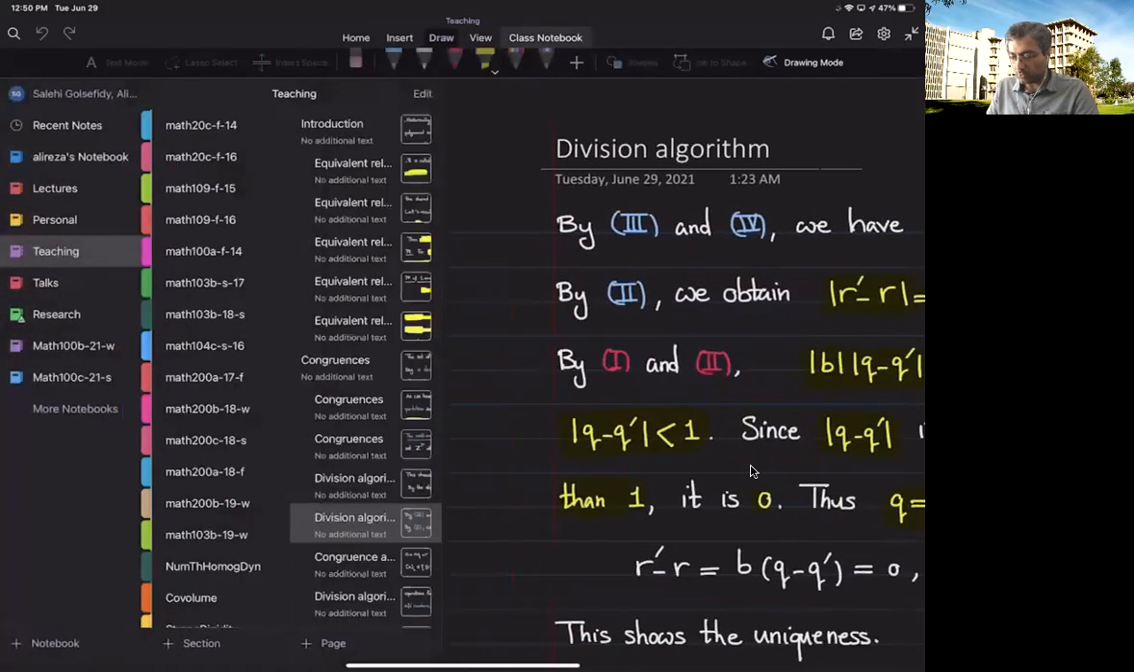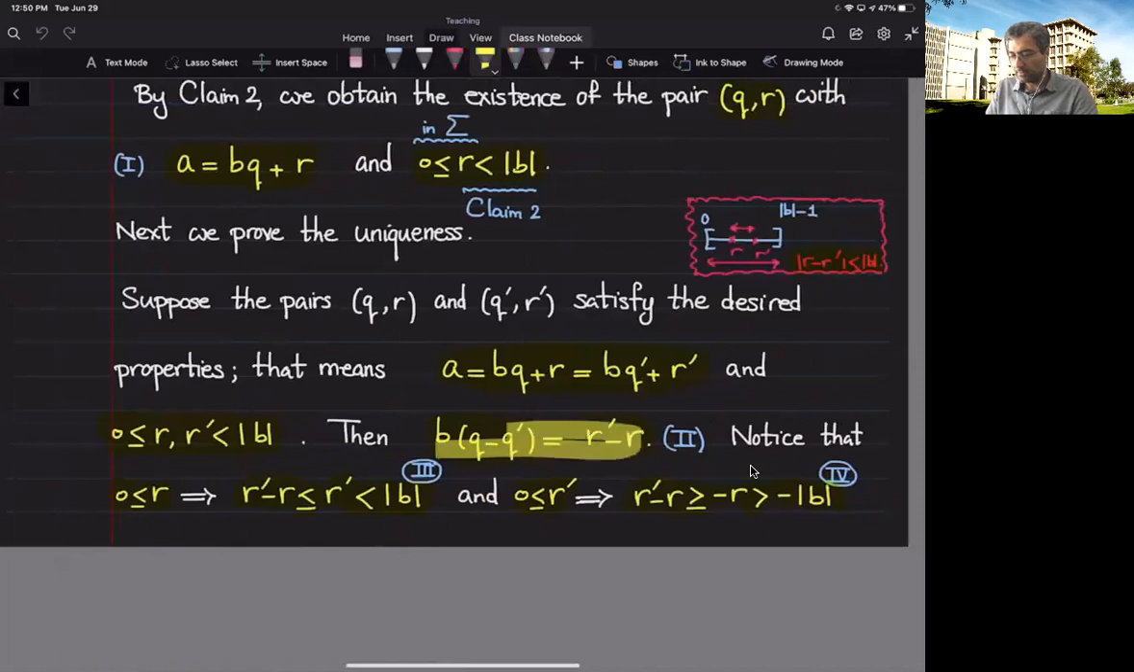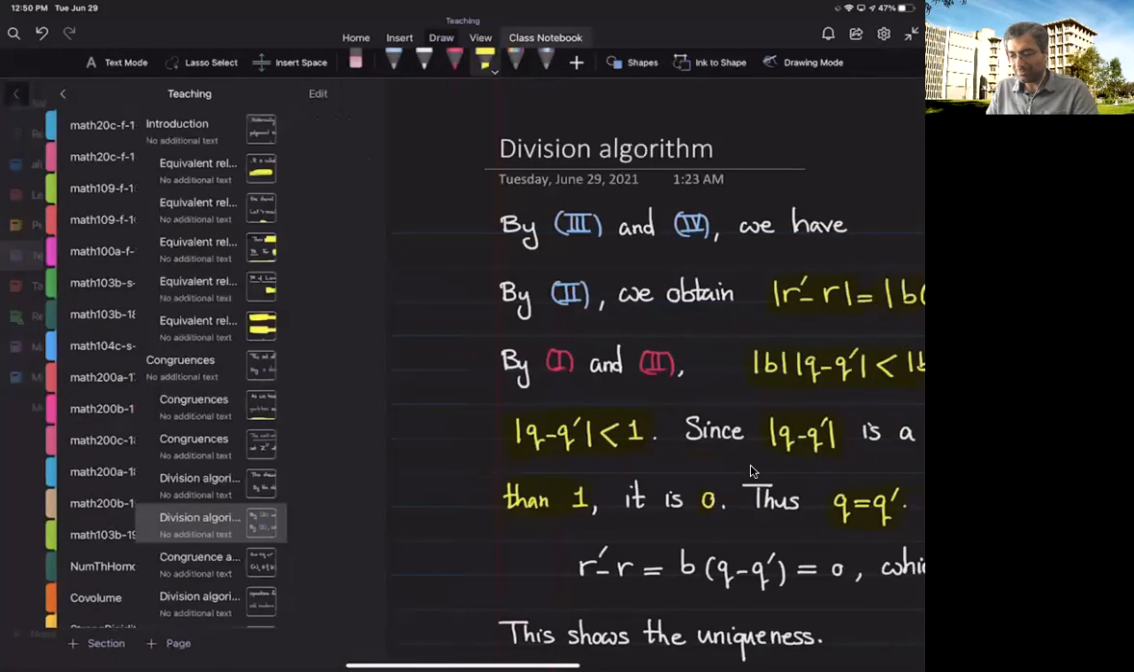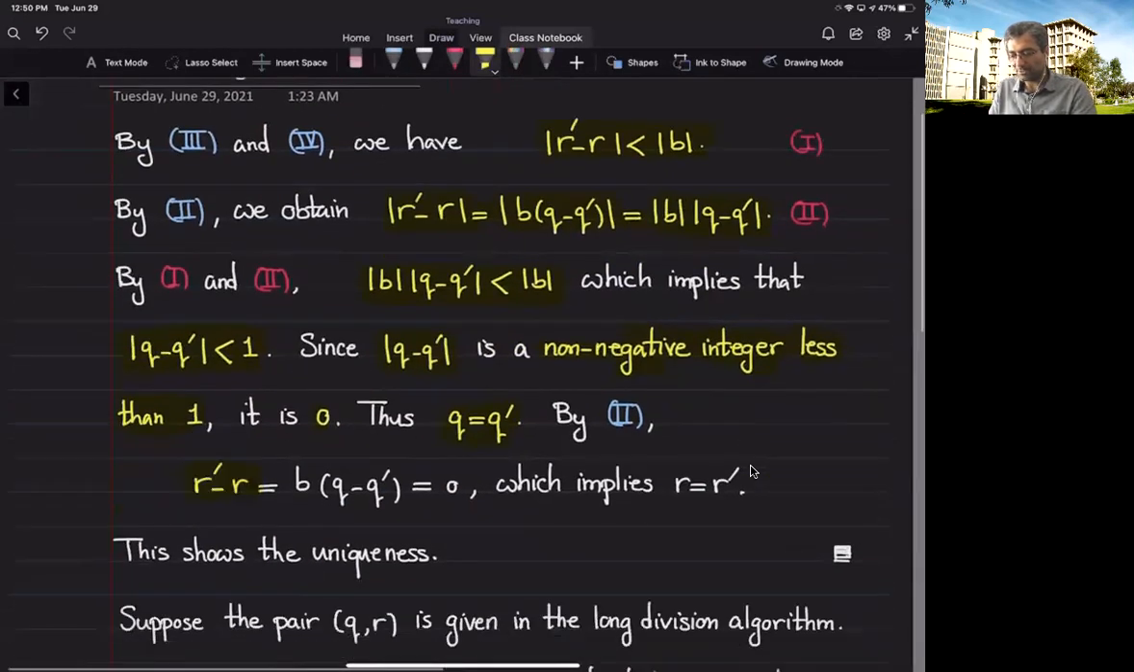Now I can go back to this equality over here, say that q is q prime, deduce that the left-hand side is 0, and so the right-hand side is also 0, which means r is r prime. So I get that r prime minus r is b times this, which is 0, and therefore r is r prime. So we showed that the pair of integers q, r is the same as the pair of integers q prime, r prime, as we claimed. So this shows the uniqueness. Altogether, we have proved the long division algorithm.